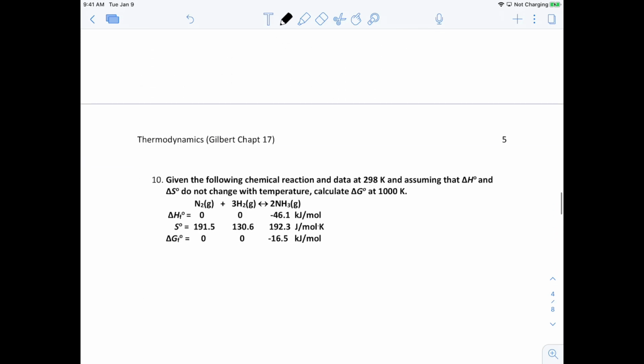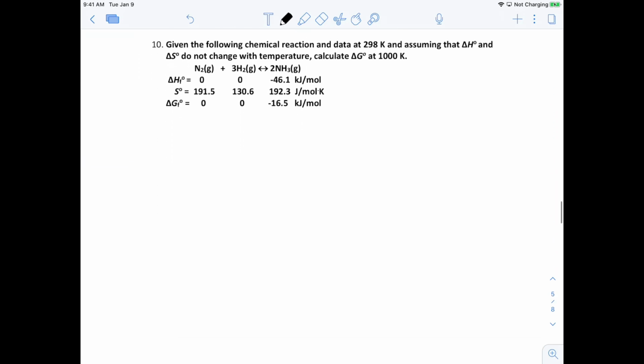Number 10, given the following chemical reaction and data at 298 Kelvin, standard conditions, and again, assuming that delta H and delta S do not change much with temperature, calculate delta G at 1000 Kelvin. All right? It's not standard conditions.